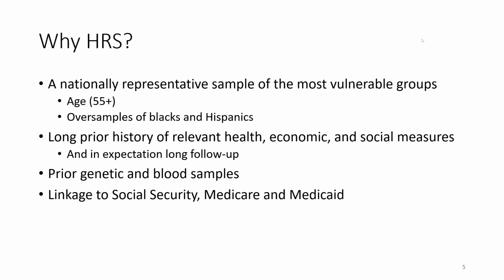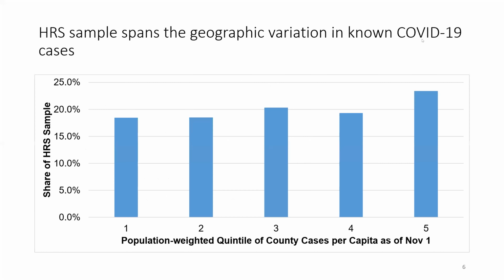Why is it important that we do this in HRS? Well, we're a nationally representative sample of what people have just been showing today, reminding us are the most vulnerable groups: people 55 and older, with oversamples of Blacks and Hispanics. We have this long prior history of relevant health, economic, and social measures, and we hope long follow-up. We have prior genetic and blood samples in repository for analysis of biological determinants, and we have linkages to Social Security, Medicare, and Medicaid. Next.